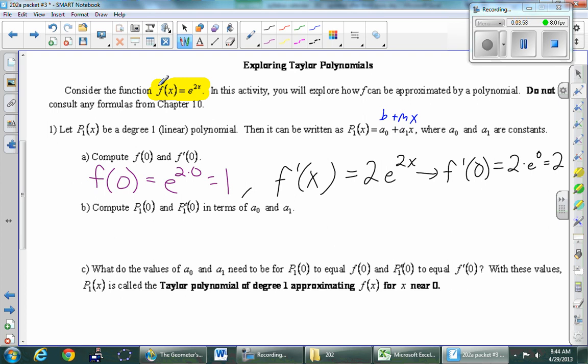Okay, part B. Now let's forget about the f function, but let's go back to the p sub 1 function, which was our generic linear function. I'll highlight p sub 1 in green here. Okay, so we're going to do p sub 1 of 0. P sub 1 is just our green function. We're plugging 0 in for what letter? x. So we plug 0 in for x. There's a sub 0 plus a sub 1 times what? 0, which is a sub 0, done.